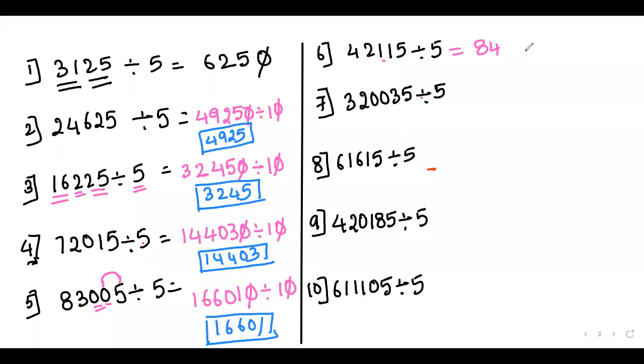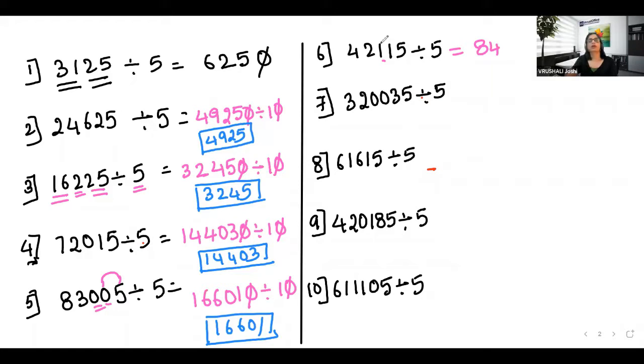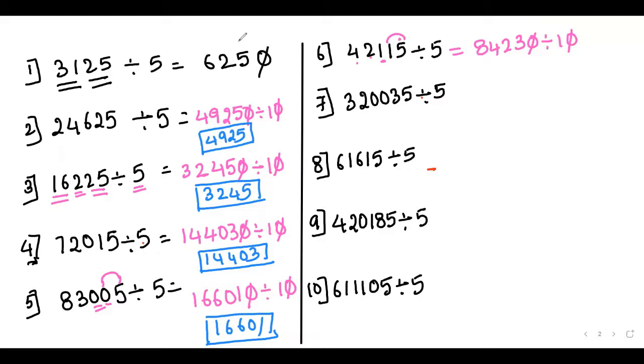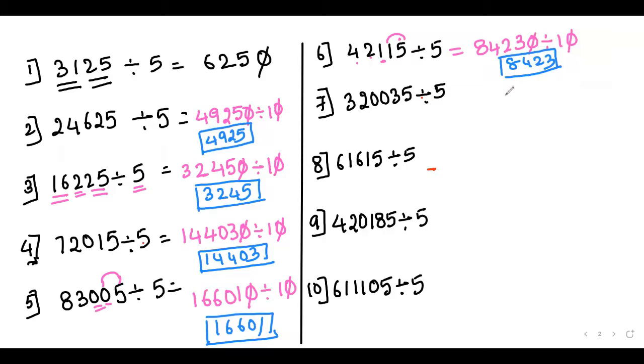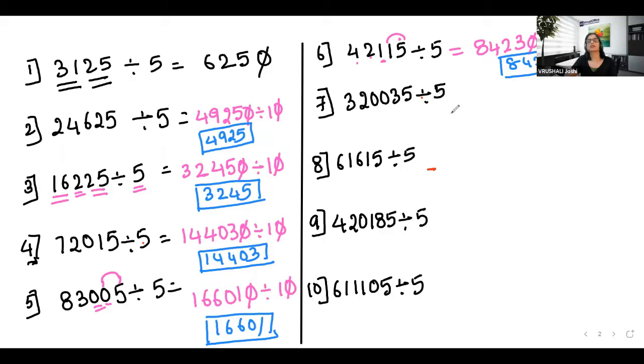Okay. 84. 8, 4, 2, and now 5 is an upper level. So you combine it. So that's going to give you 30 divided by 10. Cut it out, cut it out. What is the answer? 8423. Ma'am, yes, my answer is correct. Yes, your answer is correct.